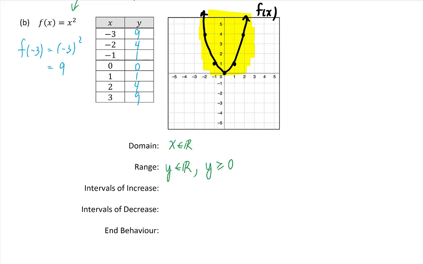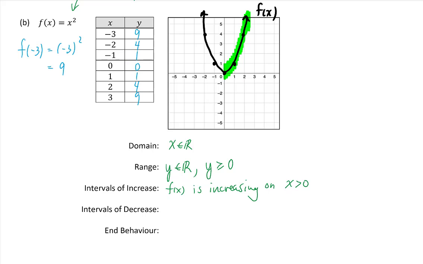Next are the intervals of increase. So we say that f of x is increasing. And if you look closely on the graph, we can say on x greater than 0. So let's highlight that. That's here. We can see it's increasing as we look left to right for x values greater than 0.